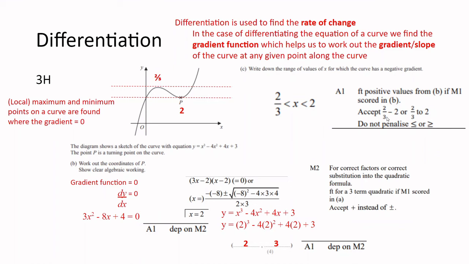It says to accept as well 2/3 dash 2, but I don't really like that notation because that looks like a subtraction, or the words 2/3 up to 2. Do not penalize whether or not you've added that little line underneath the x, but typically we would not include the 2/3 or the 2 because that's where the gradient is actually equal to 0.